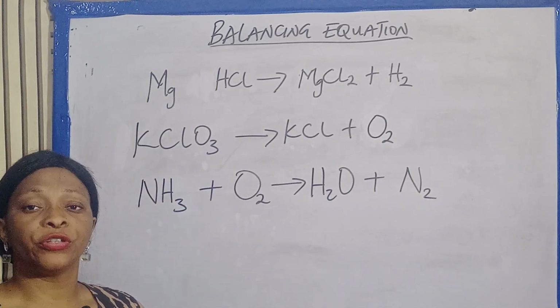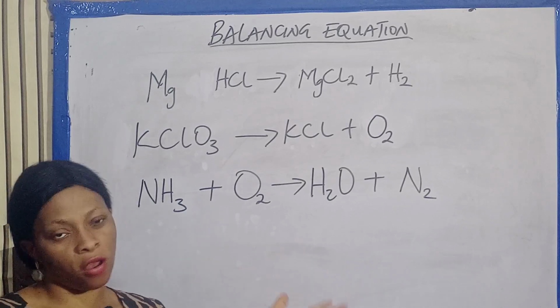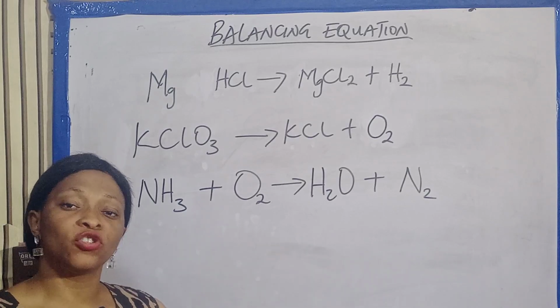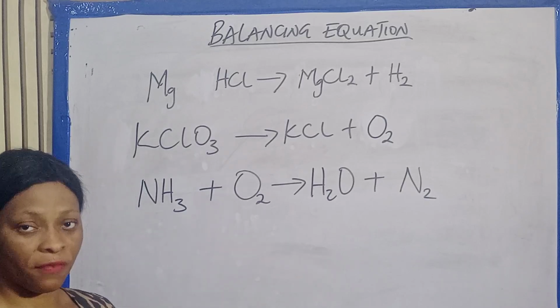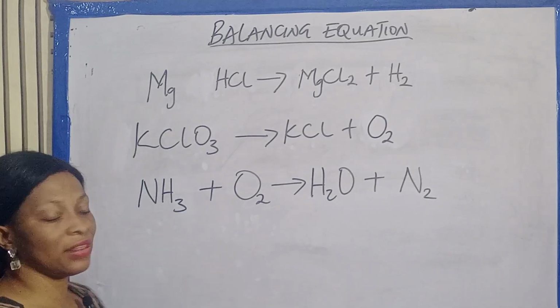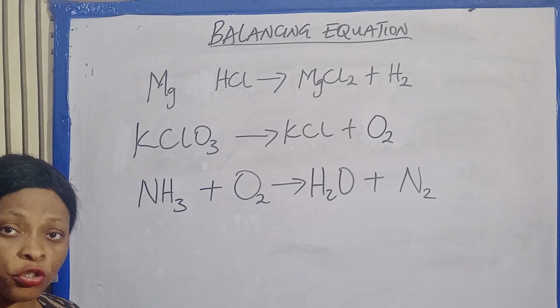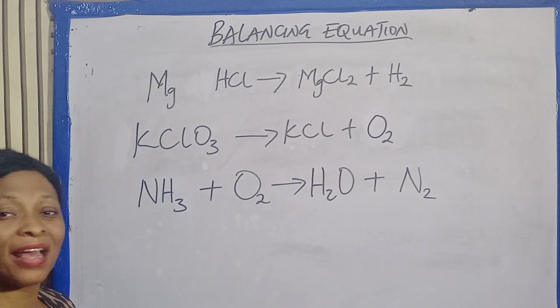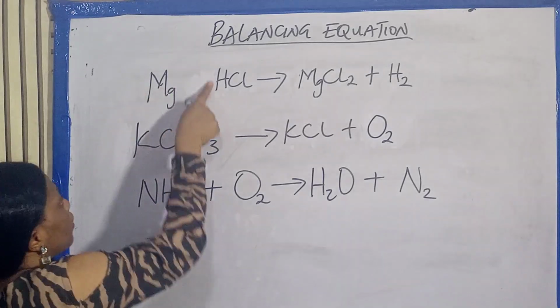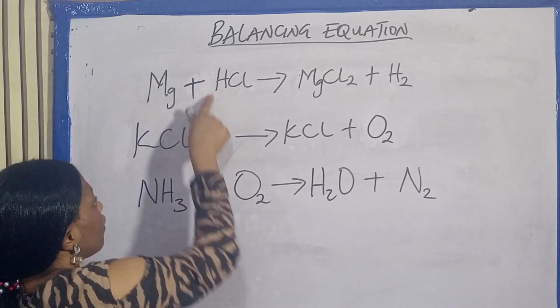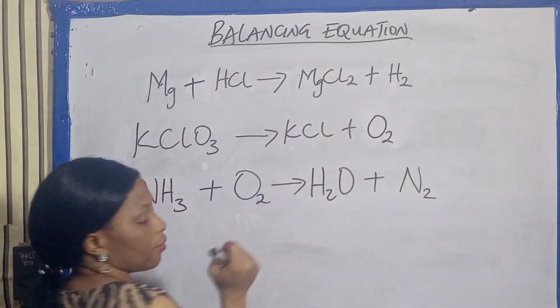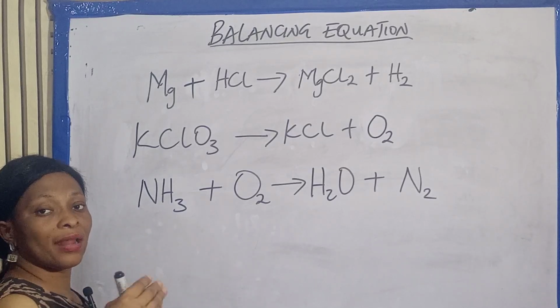Now, in balancing of equation, I don't need to give you all the long method. I just want to use the short method to teach you how quickly you can balance equation. It's very simple. In balancing of equation, the only place you can attach numbers are here, here, here, here. That's the only place you can attach numbers.